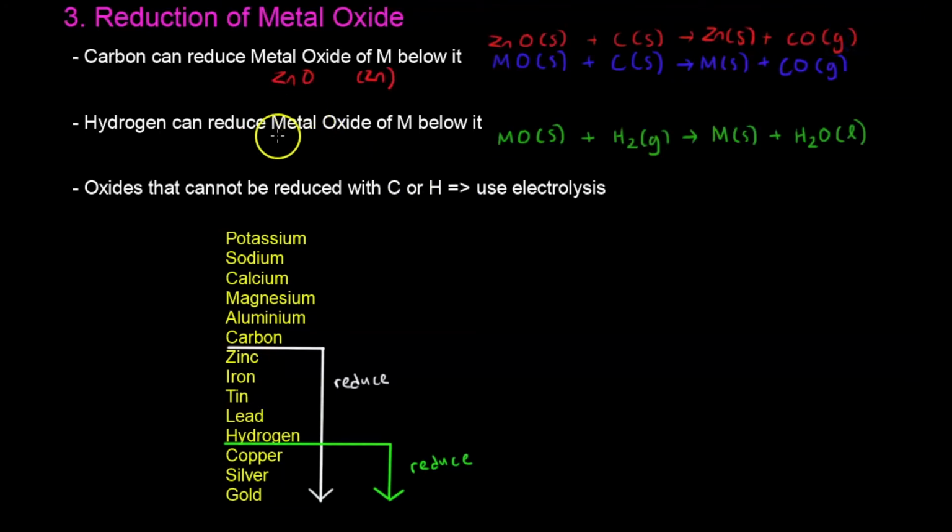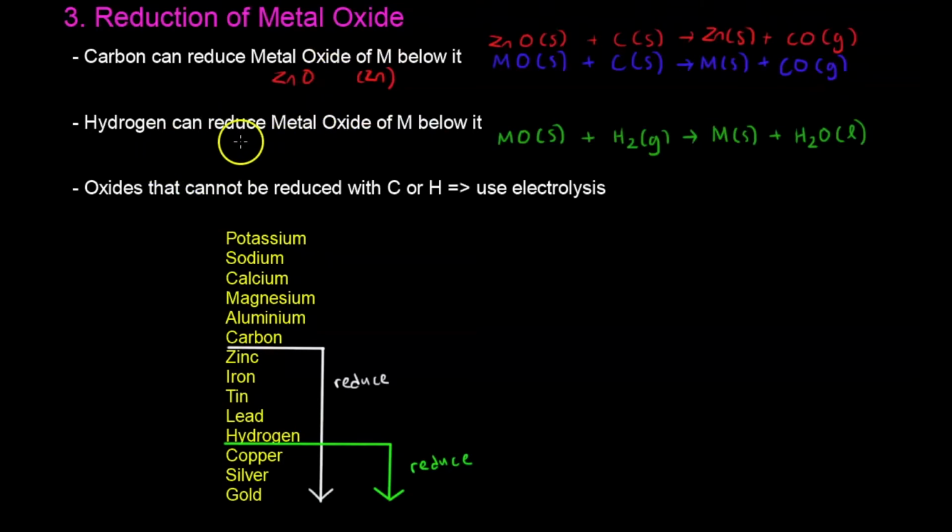You can see that everything below carbon, that means zinc, iron, all the way down, carbon has higher reduction power. So you can reduce all these metals here, excluding hydrogen of course, because it's not a metal. Zinc is below carbon, so if I sub in the equation here, zinc oxide plus carbon gives us pure zinc metal with carbon monoxide. Basically, the metal of the metal oxide.